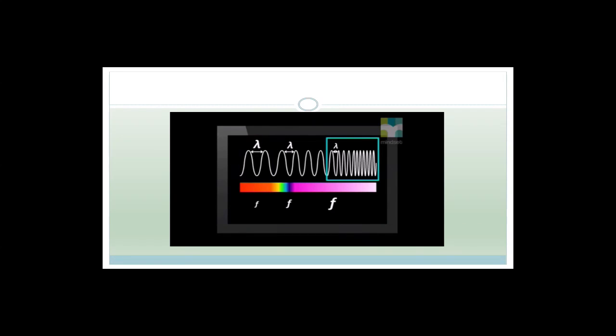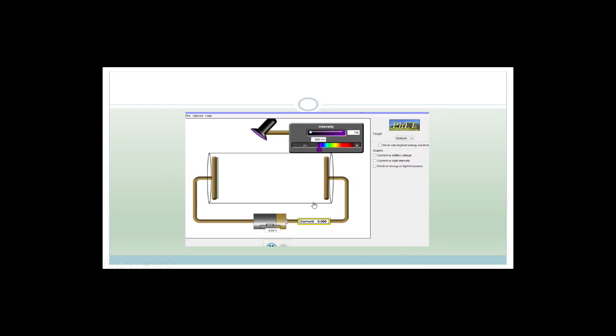Okay, right. So now let's look at what the question was again. Remember what the question was. The question was, which affects the release of electrons more, amplitude or frequency?